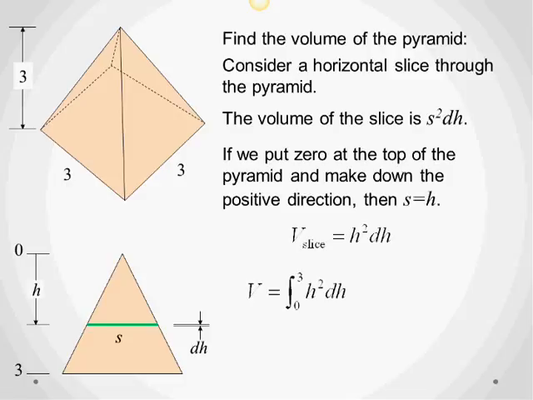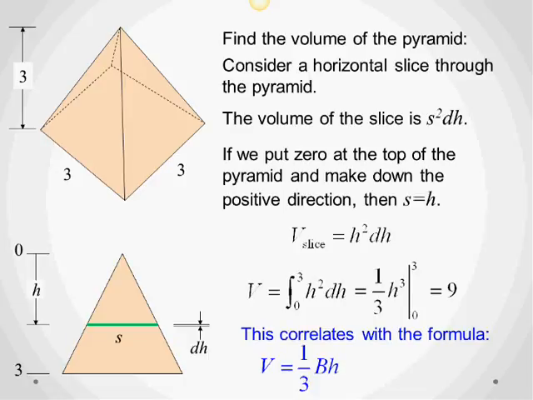If I integrate that from 0 to 3, the antiderivative of h squared is h cubed over 3, and then I'm going to evaluate it from 0 to 3. I will get 9. Well, I know that 3 times 3 times 3 is 27, and then I divide by 3, and I will get 9. This correlates with the formula volume equals 1/3 big B, the area of the base, times your height.